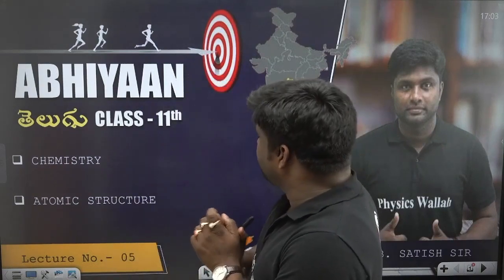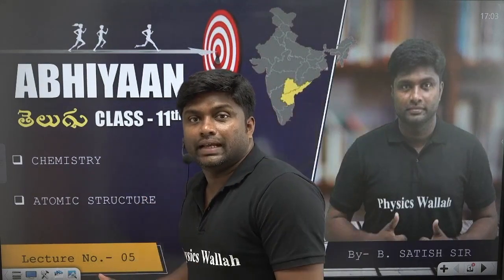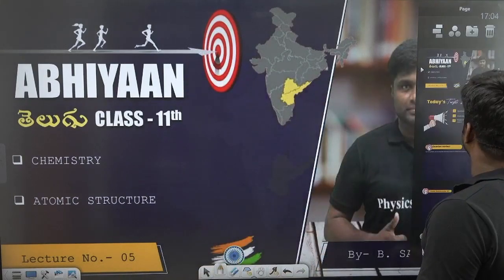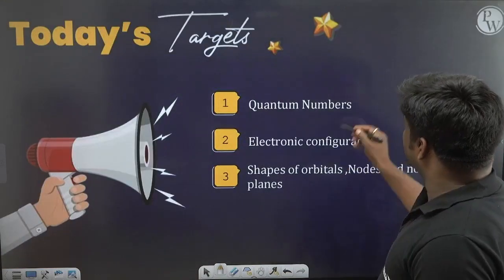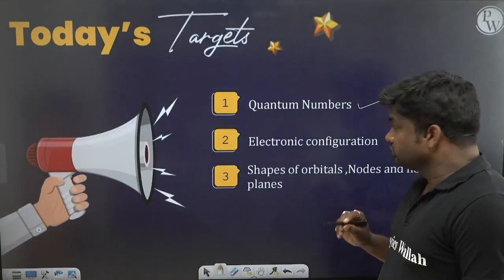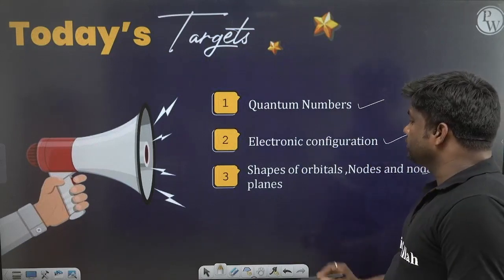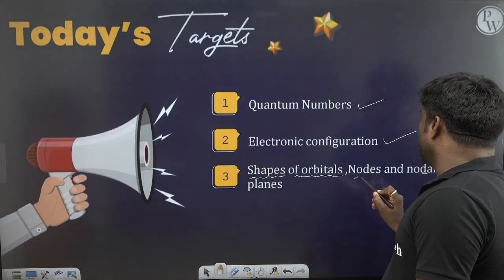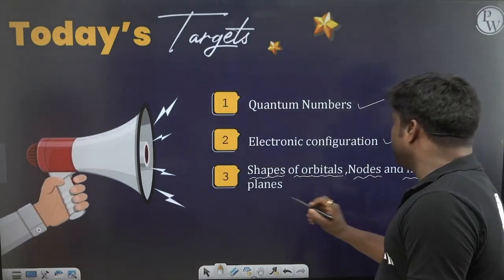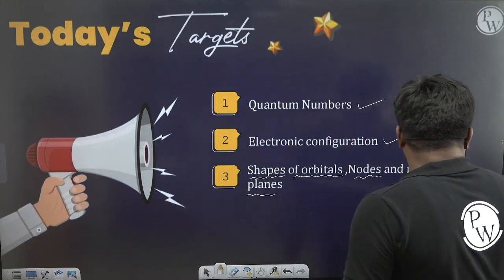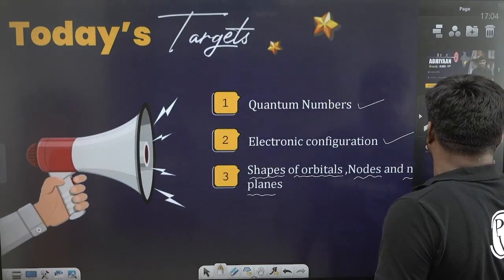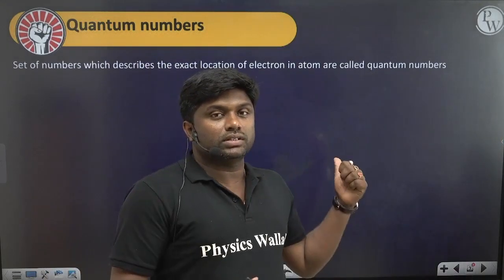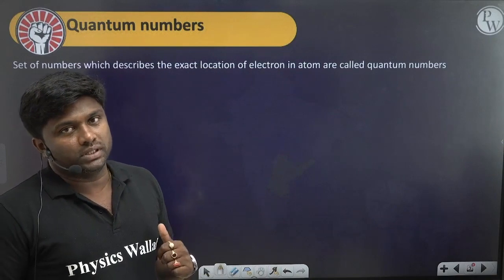Today we are going to continue the atomic structure chapter, lecture number 5. In this particular session, we are going to cover the following topics: quantum numbers and electronic configuration. We are also going to cover shapes of orbitals, nodes, nodal planes, and how we can calculate nodes and nodal planes. All these things we are going to discuss in this particular session. These topics are very, very important.